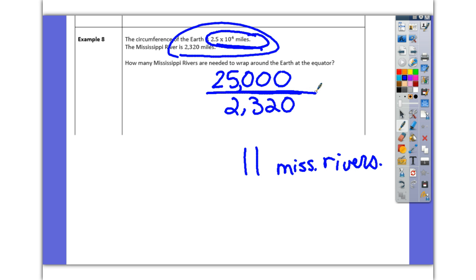All right, so your homework then is pages 3 and 4 in, nope, I take that back. Pages 5 and 6 in your worksheet packet.